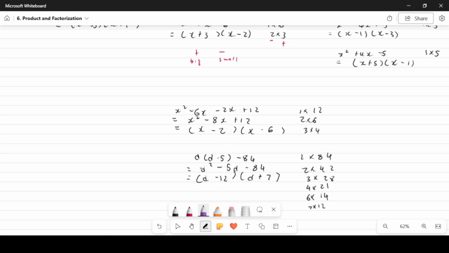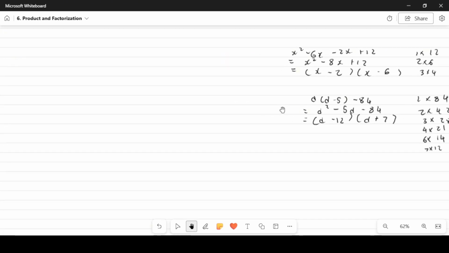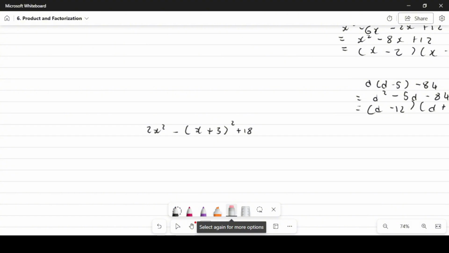See, d times d is d squared. Plus 7d minus 12d gives you minus 5d. Minus 12 times 7 will give you minus 84. That's how I know my answer is correct. Please check. Be very intentional. Don't just distribute and glance at it and say it's okay. Check, put it in your calculator and double check. Okay, so let's have a look at this example here.